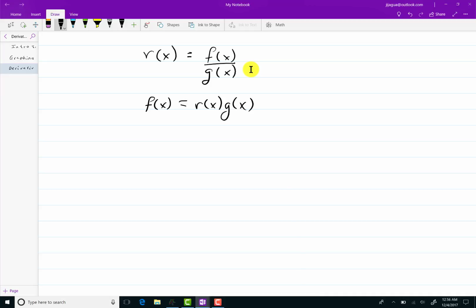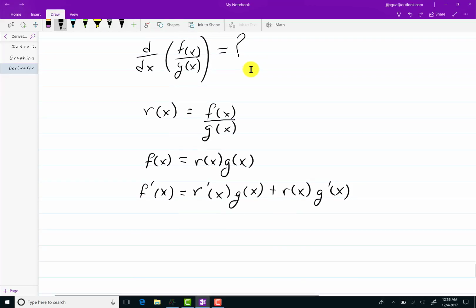Now I'm going to take the derivative of both sides. On the left side, that's easy enough. I get f prime of x. But on the right side, I have to use the product rule. One of the reasons I like this method is because it harkens back to a rule we just dealt with. So according to that, that's r prime of x g of x plus r of x times g prime of x.